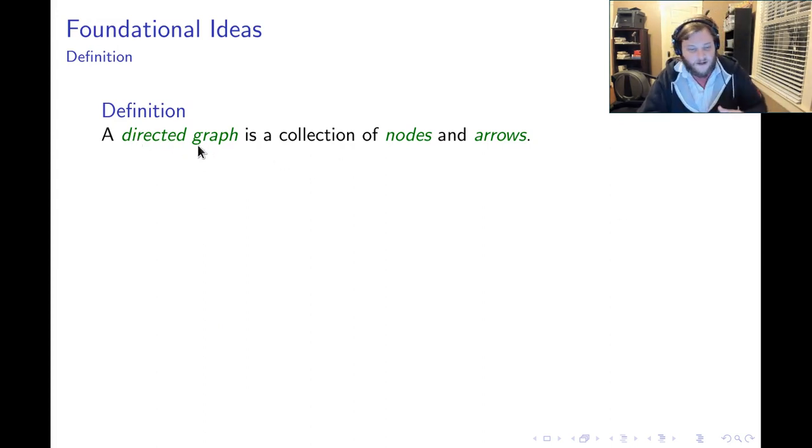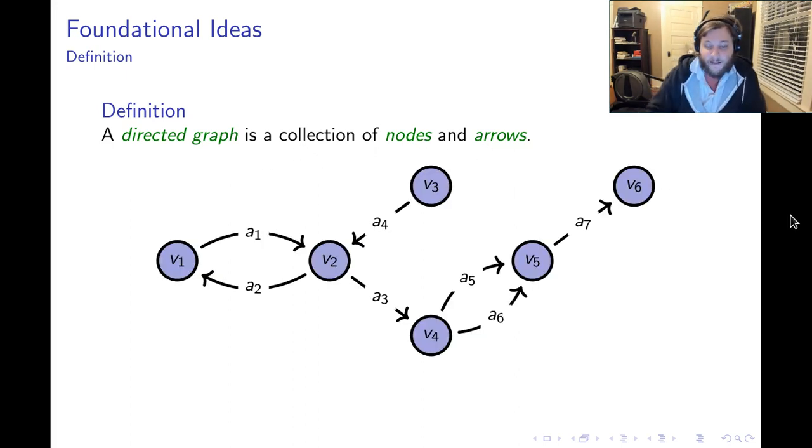And a directed graph is a very simple object. It is a collection of nodes and arrows. So a typical digraph might look something like this. The thing to pay attention to here is we are looking at a figure where we have a bunch of dots, which are labeled as V's with subscripts, and then we have a bunch of arrows pointing in between these dots. These dots are called nodes and the arrows are called arrows.